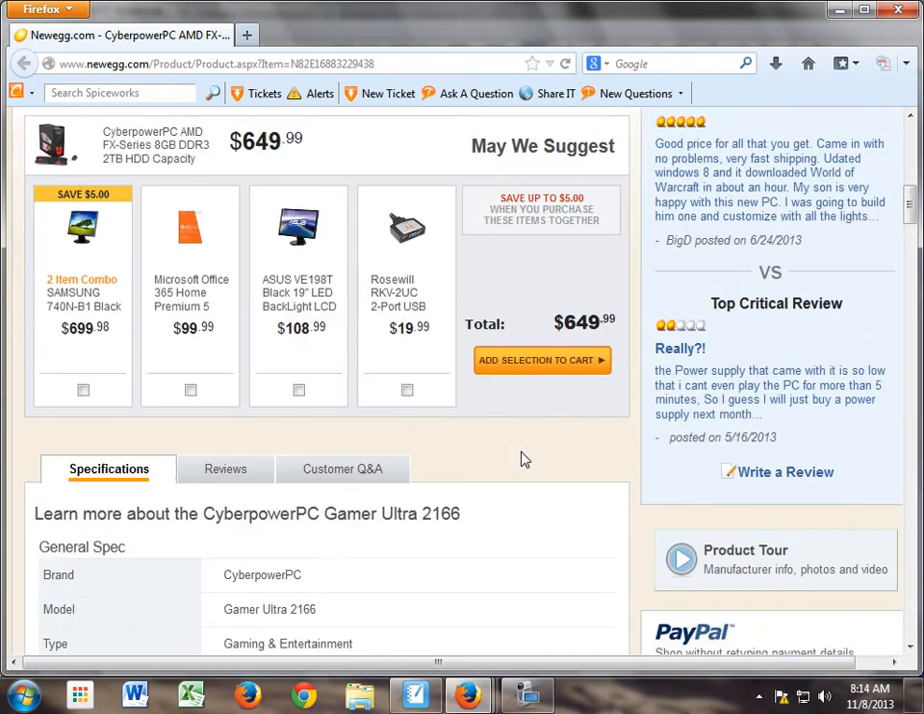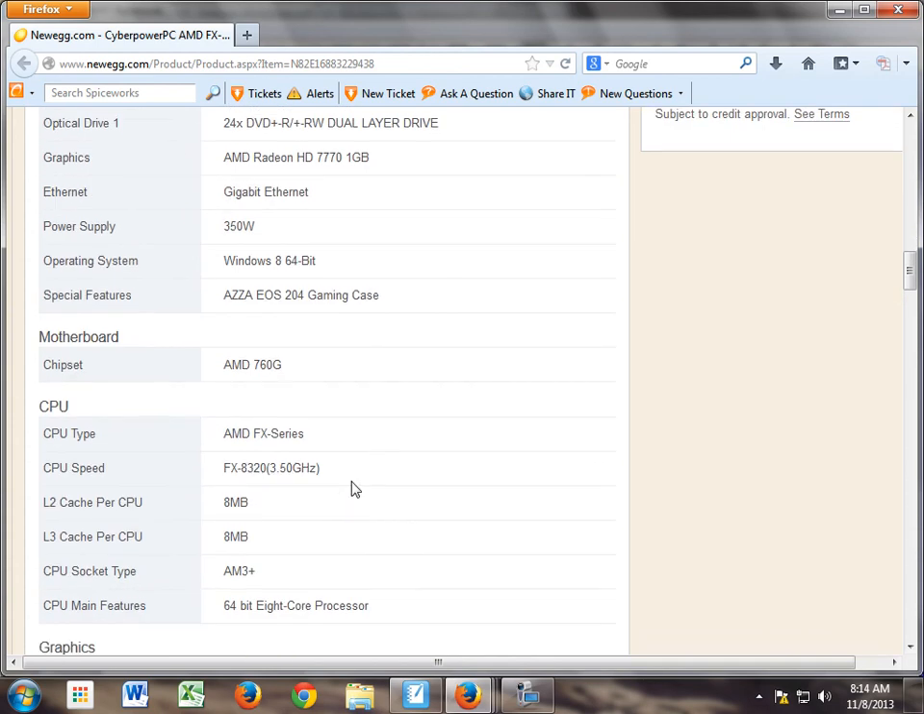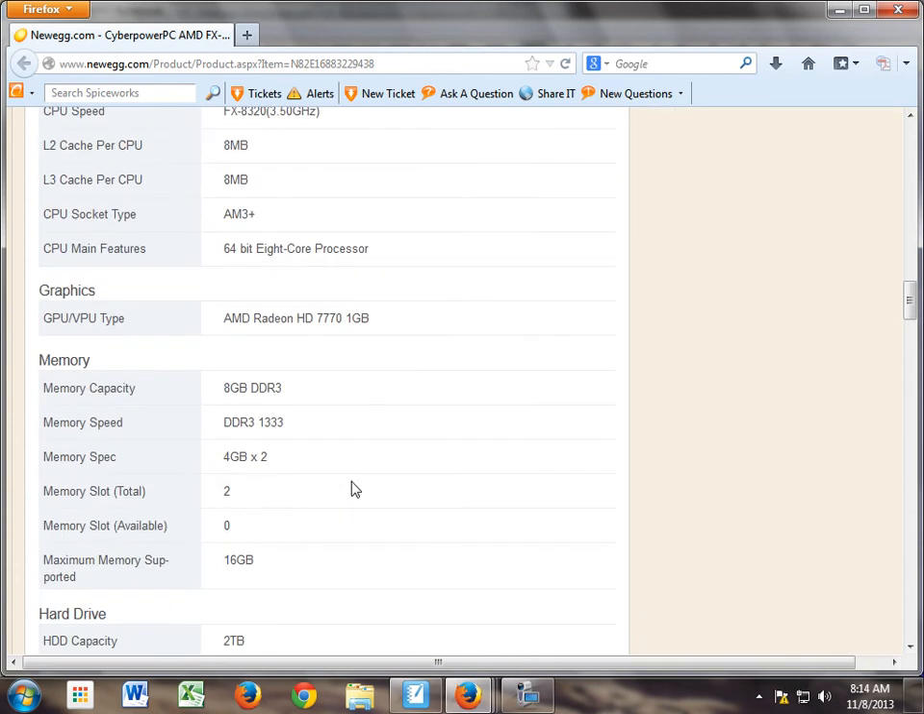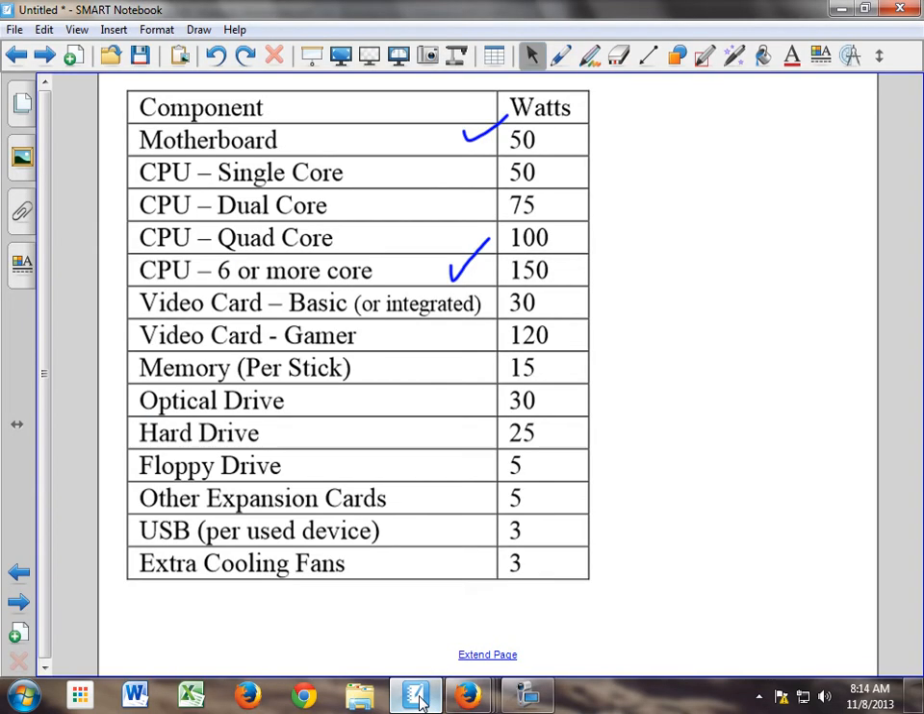Let's see, let's go to specifications. Motherboard, CPU, graphics: an AMD Radeon HD 7770, 1 gigabyte. Okay, so it's got 1 gig of RAM, but it's just a single video, or a single gamer video card, right? Yes? Yeah. Okay.